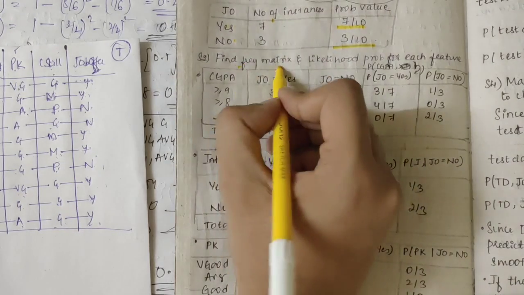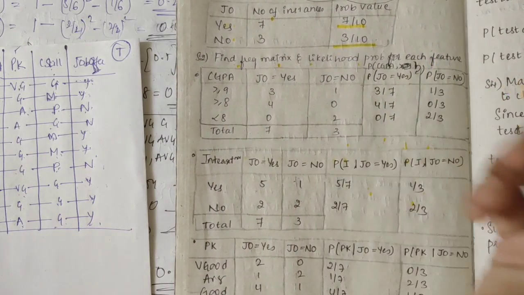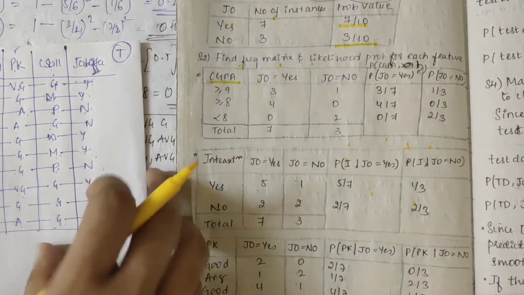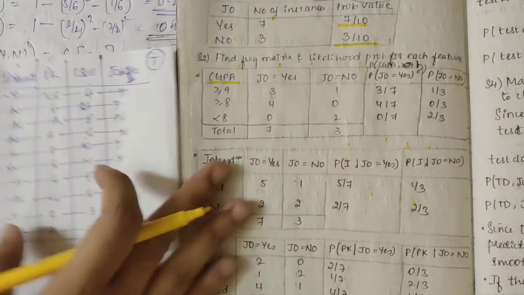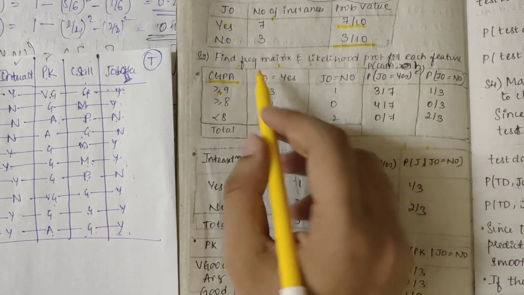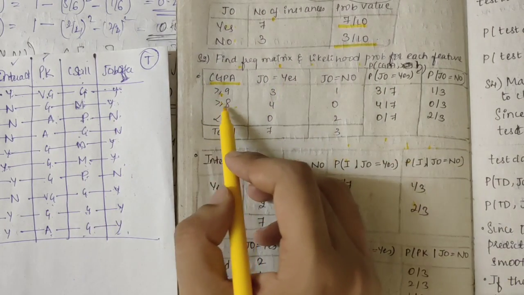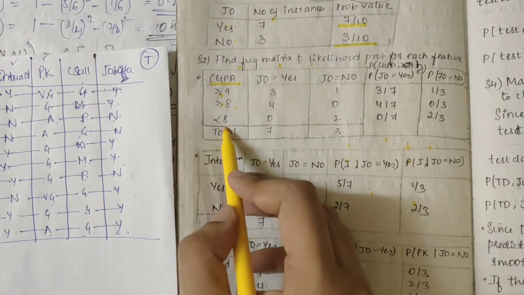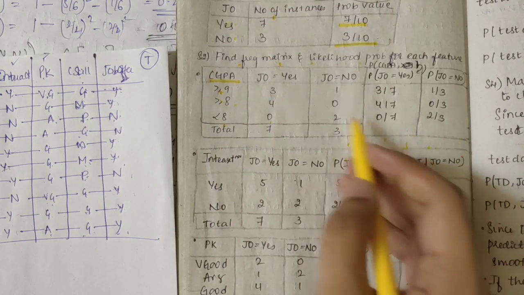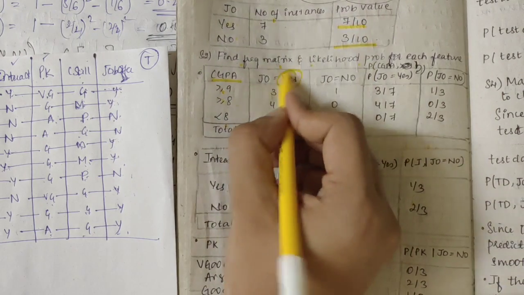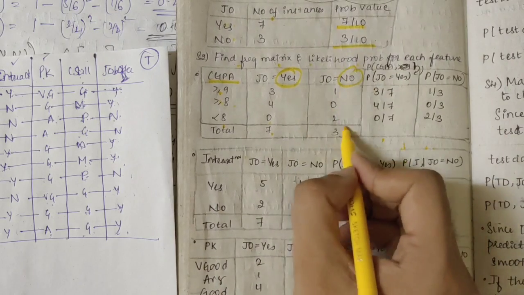The second step is to calculate the frequency matrix and likelihood probability for each feature. I'll start with CGPA. In CGPA I have 3 conditions. For greater than or equal to 9 there are 3 yes and 1 no. For greater than or equal to 8, 4 yes and 0 no. For less than that, it is 0 yes and 2 no. So in total for yes we have 7 and for no we have 3.